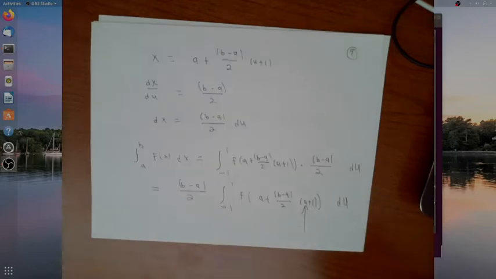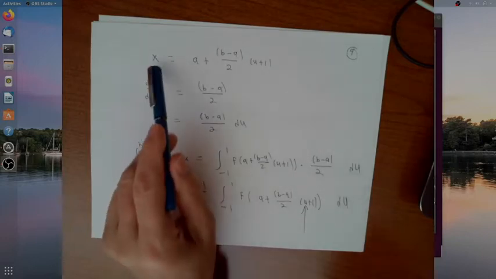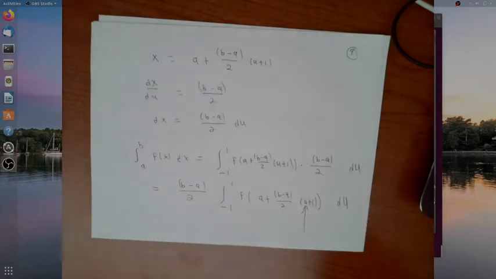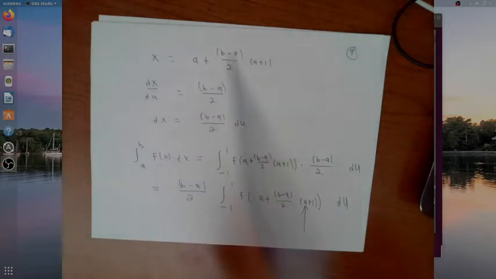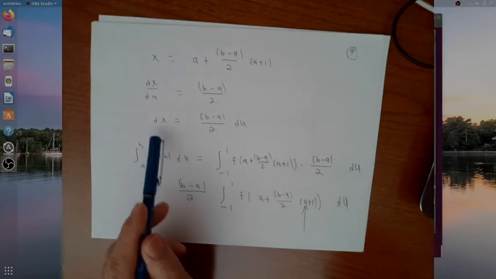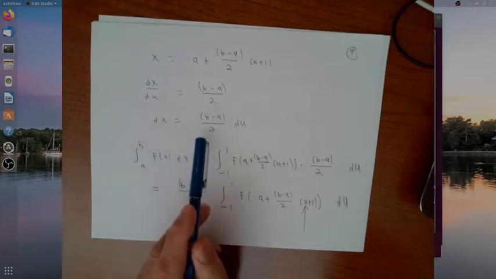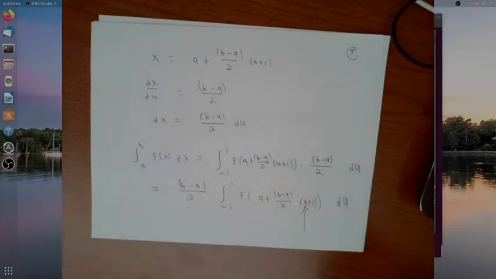Adding a to both sides, we now have x in terms of u. The derivative of x with respect to u is this constant coefficient. dx is (b minus a) over 2 du. Again, if I'm secretly working on a subinterval, that would just be delta x over 2 times du.